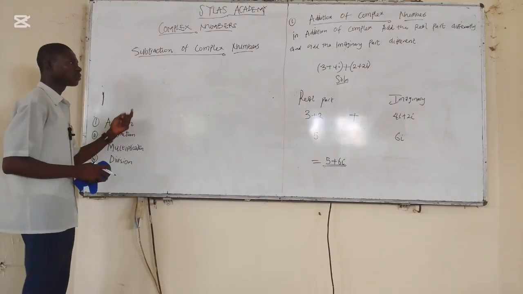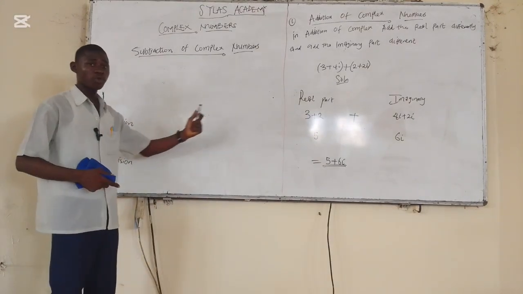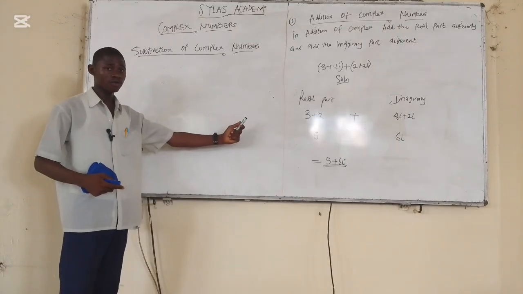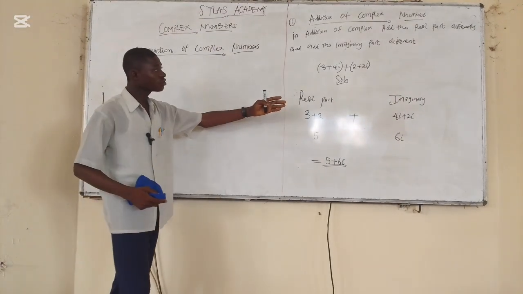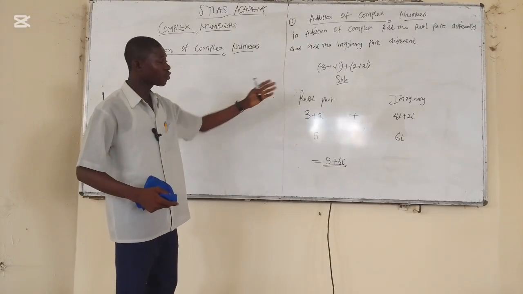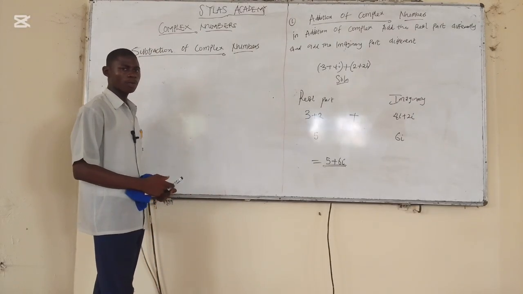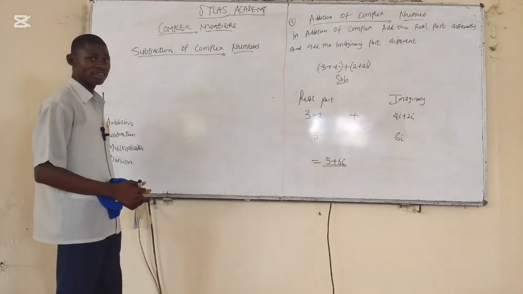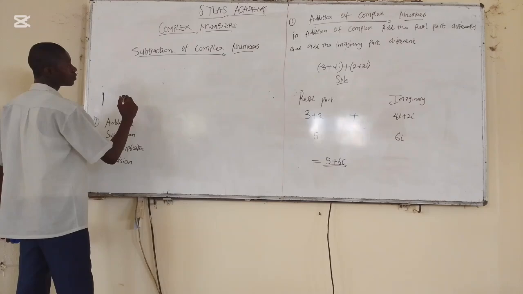Okay, now, in subtraction of complex numbers, you know that subtraction is the opposite of addition. Are you following now? Subtraction is the opposite of addition. So whatsoever you do in addition of complex numbers, you are going to do the opposite in subtraction of complex numbers. How do you do the opposite? Now, let's solve this question.